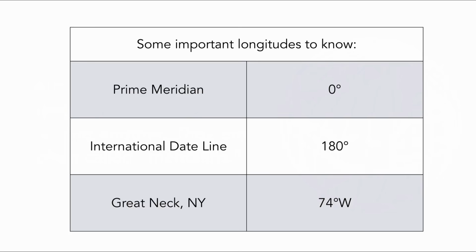Now, the most important lines of longitude to know are the prime meridian, which is the 0 mark, and the international date line. That's on the complete opposite side of the Earth from the prime meridian. And Great Neck, New York sits on the 74th meridian, west of the prime meridian.